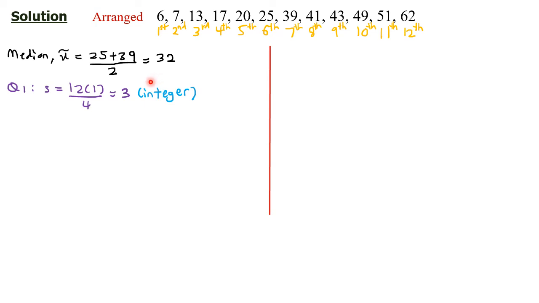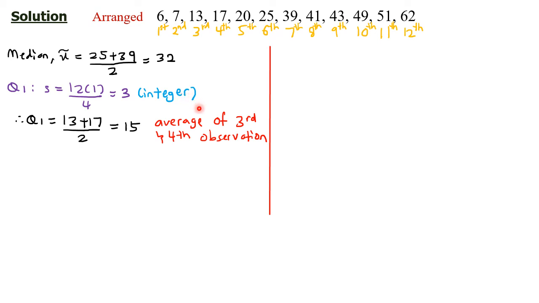Then to find the first quartile, for the first quartile, nk over 4. So n is 12 and k will be 1, since it is the first quartile. So s will be 3. 3 is an integer, so the observation would be the average of the third and fourth observations. So 13 plus 17 over 2 would be 15.